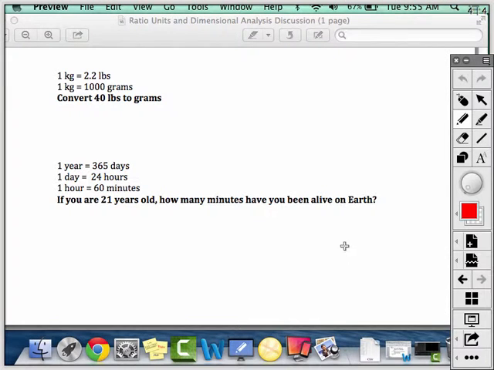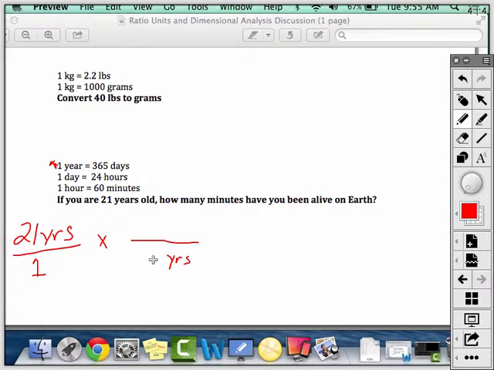I don't know about you, but when I turned 21, the first thing I thought was, how many minutes had I been alive on Earth? So we're going to find out the answer to that question. If you're 21 years old, how many minutes have you been alive on Earth? Okay. So I'm going to start with writing 21 years, and if you want to put this over 1, be my guest. Now I want to get rid of years, so I'm going to put that on the bottom of the fraction, right? Now what is the conversion of years to days?